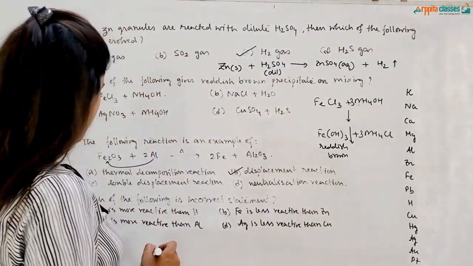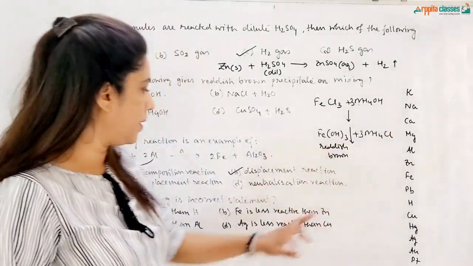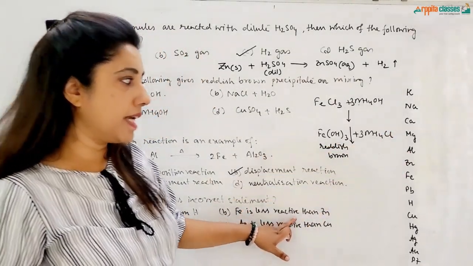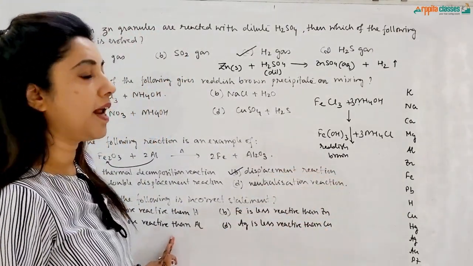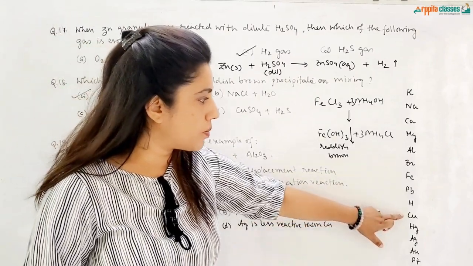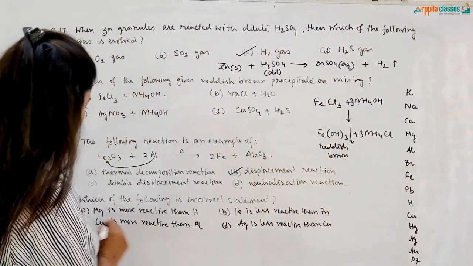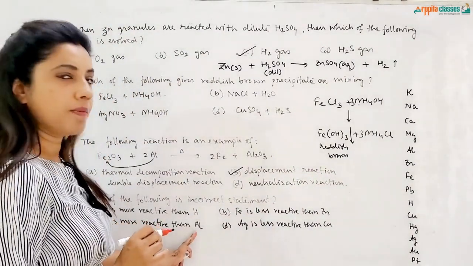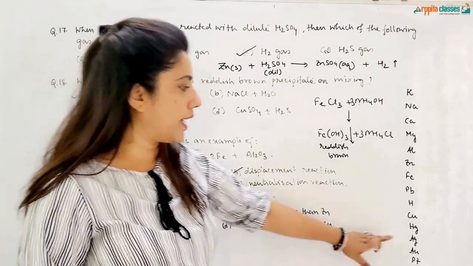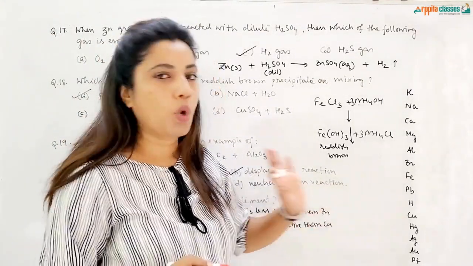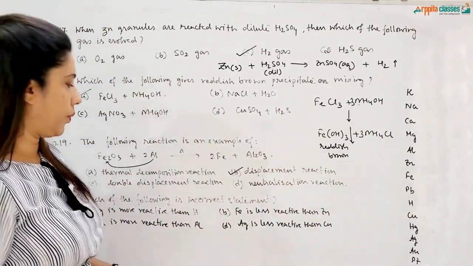So here magnesium is more reactive than hydrogen is correct because magnesium is above hydrogen here. Fe is less reactive than zinc is correct because Fe is placed below zinc. Copper is more reactive than aluminium is a wrong statement because copper is below and aluminium is much higher in the electrochemical series. So copper is less reactive than aluminium. So this is the incorrect statement. Again here, Ag is less reactive than copper is correct because Ag is placed below copper. So C is the right option for question number 20.